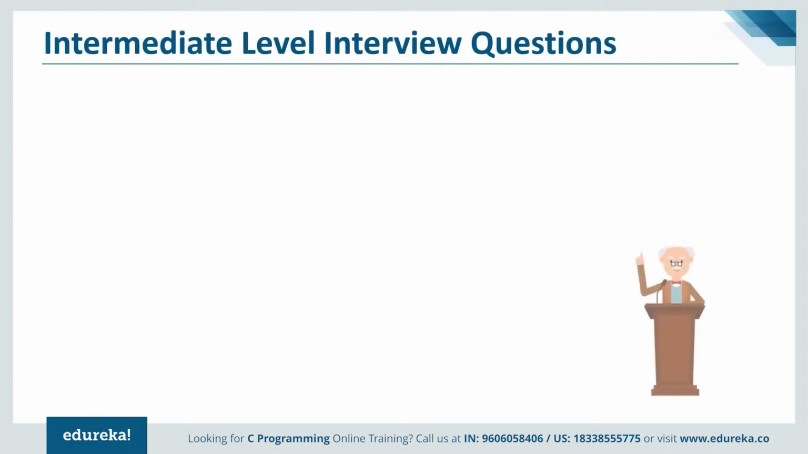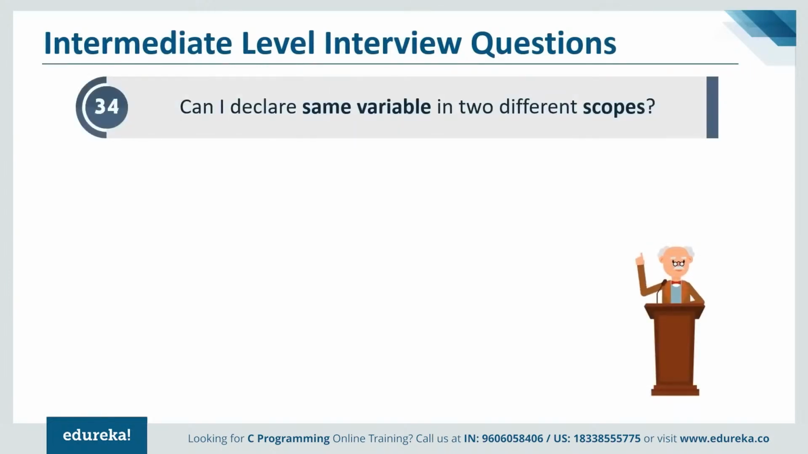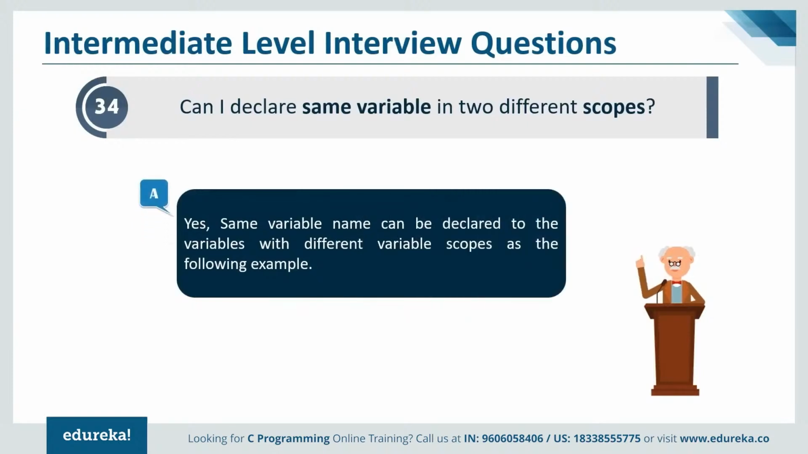Followed by this, we have the next question. Can I declare the same variable in two different scopes? The meaning of this question is, if I have a main function, along with that, if I have a subdivided function, then can I declare the same variable in both places? That is, can I declare int x = 10 in the main function and int x = 10 in the subdivided function? Is it possible? The answer is yes. The same variable can be declared in two different scopes.